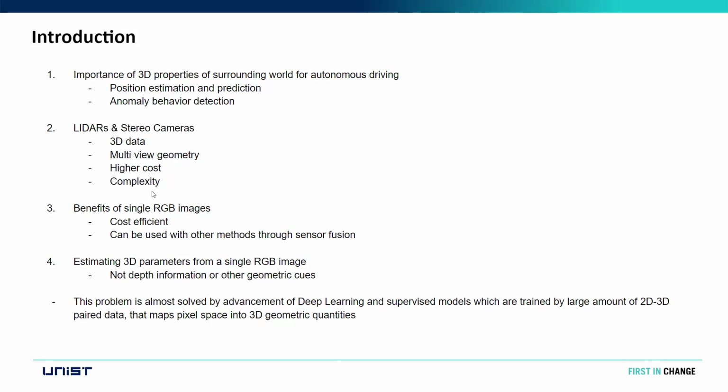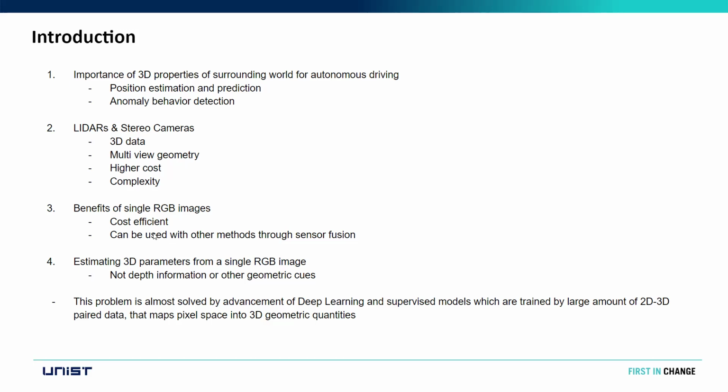So with this in mind, detecting 3D information from an RGB image is much better than those two because of cost effectiveness. And also, when we have a good model for RGB images, we can use it with other methods through sensor fusion, and we can benefit other methods.